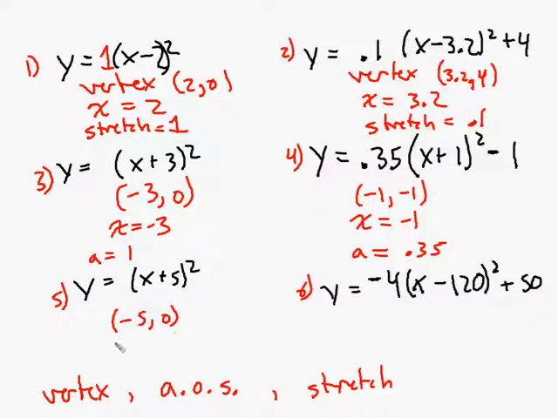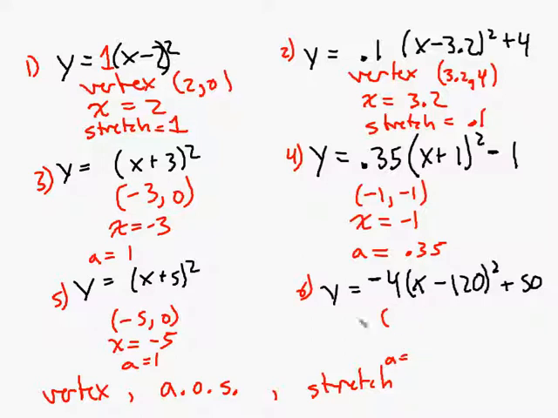Number 5, -5, 0. And then our axis is x equals -5, and our stretch is 1. And the last one, it just asks you that. You keep the -5 for the vertex, but do you make the 5 negative for the axis? It's whatever the x is for the vertex, that's the axis of symmetry. These are the same. Sorry, I didn't understand what you were asking.